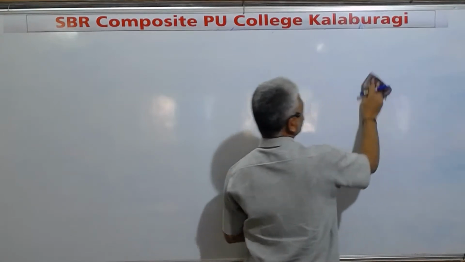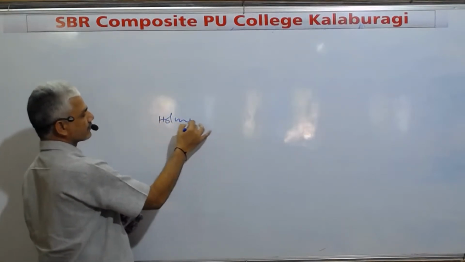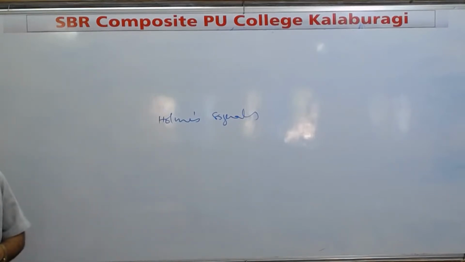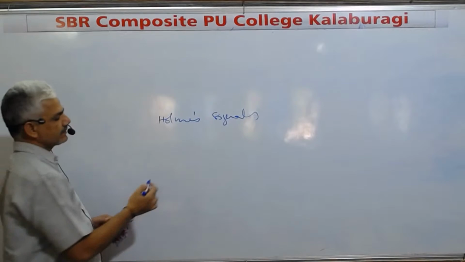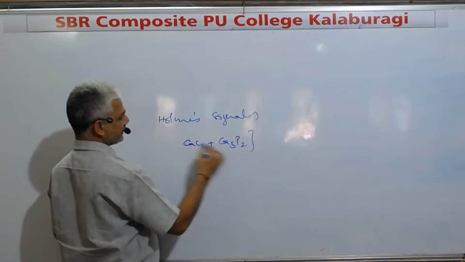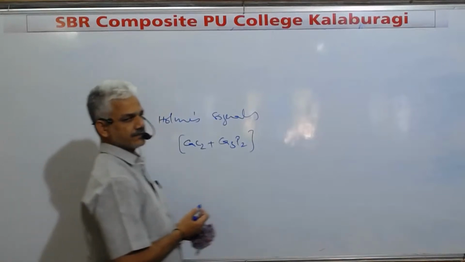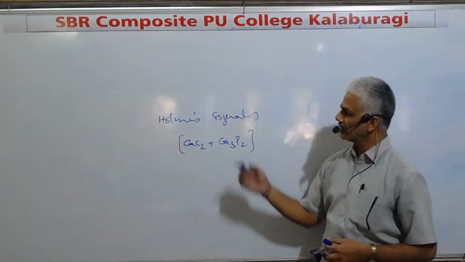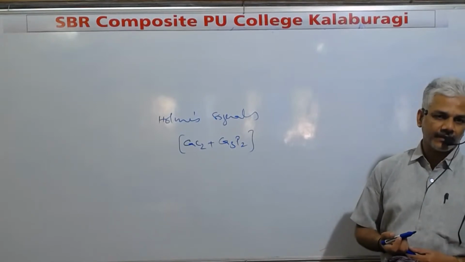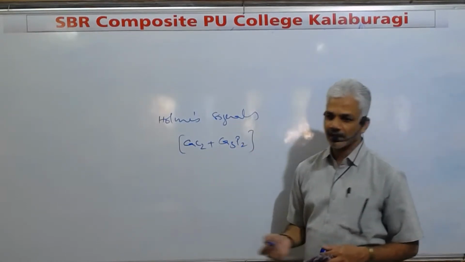And one more historical application that you have to remember here is Holmes signals. In Holmes signals, the composition used is a calcium carbide and calcium phosphide mixture. So in olden days, when GPS was not developed, these signals were used for navigation of ships during night time. What is the chemistry involved? When this mixture is thrown into water, what happens?